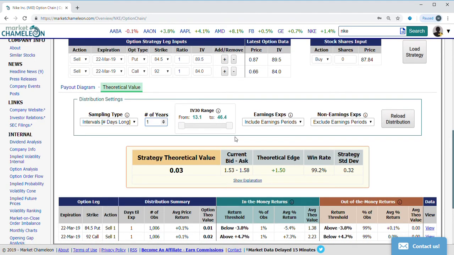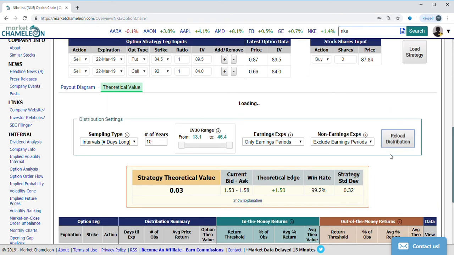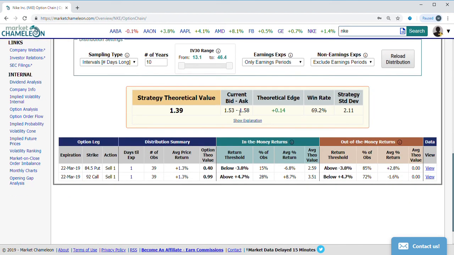We'll do the same thing. Look at 10 years history. We're only going to look at earnings periods. We're going to reload it. And here we have it. So theoretically, we have it worth $1.39 using that history. And if you compare it to the current market, it would have resulted in a 69.2% win rate historically. And that would be the theoretical edge, the theoretical value versus the market.